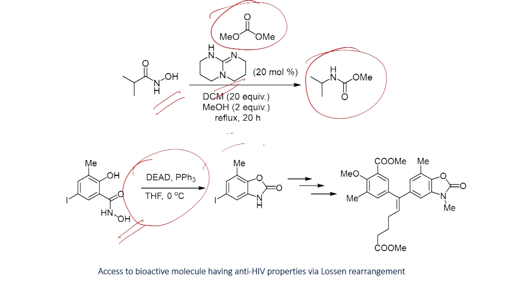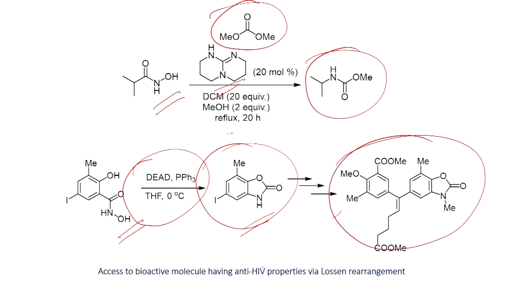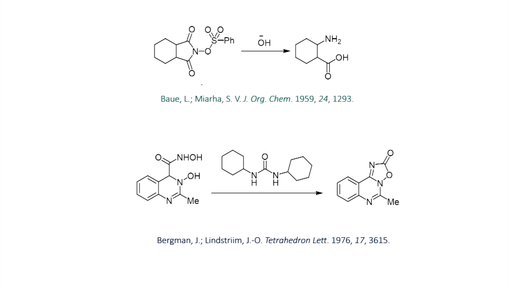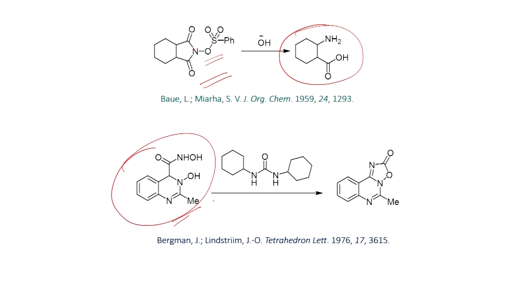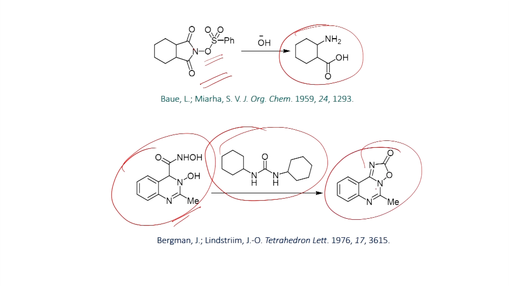So, Mitsunobu reaction, you will be able to form this oxazolic derivative, which can be further converted into this complex molecule. Here another example is shown. Once you have the hydroxylamine derivative, it can be further reacted with phenyl sulfonyl chloride, and you get this intermediate. Once you have this one, when you react with the base, you will be able to form this carboxylic acid. Similarly, here the reaction of this hydroxylamine derivative is shown. When you react with this urea, you will be able to get this heterocyclic scaffold.